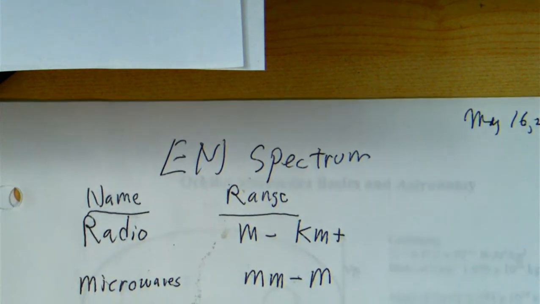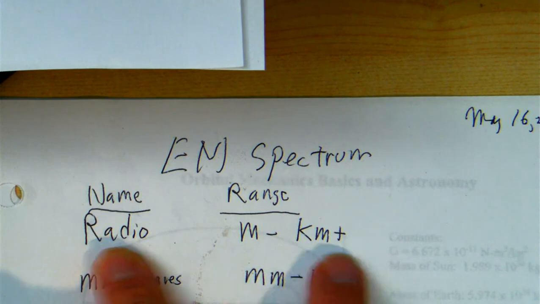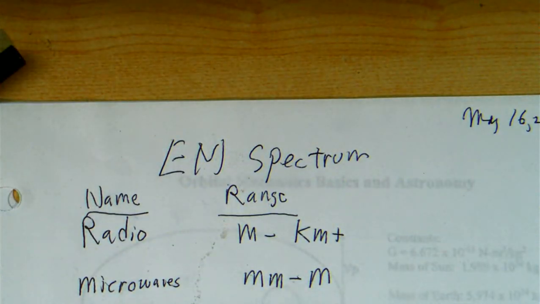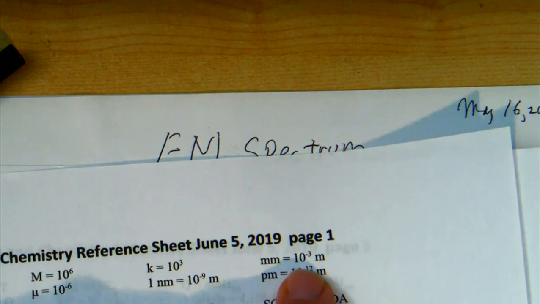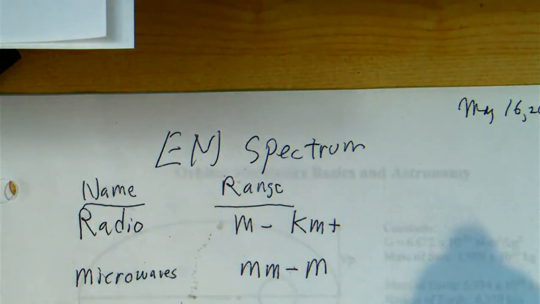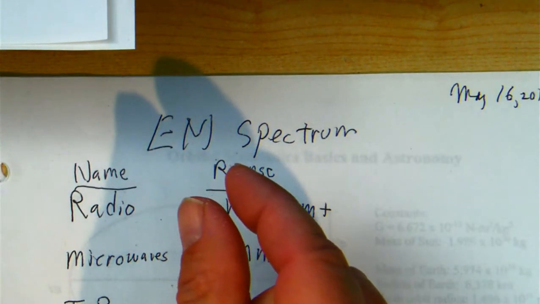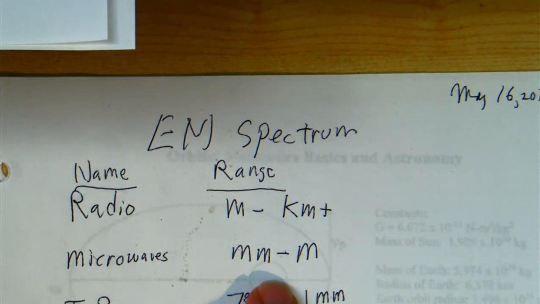The next category ends at 1 meter. Okay, so anything longer than a meter would be called a radio wave. Anything shorter than a meter, down to millimeters, well, I remind you from the physics and chemistry reference sheet, June 5th, 2019, page 1, or revision 8, that a millimeter is 10 to the negative third power meters. And it is the spacing of two tiny lines on a typical meter stick. So microwaves are down to a millimeter in length. Anything that's greater than a millimeter, which you can kind of show as a gap between your fingers, and 1 meter, that would be the microwave range of the electromagnetic spectrum.